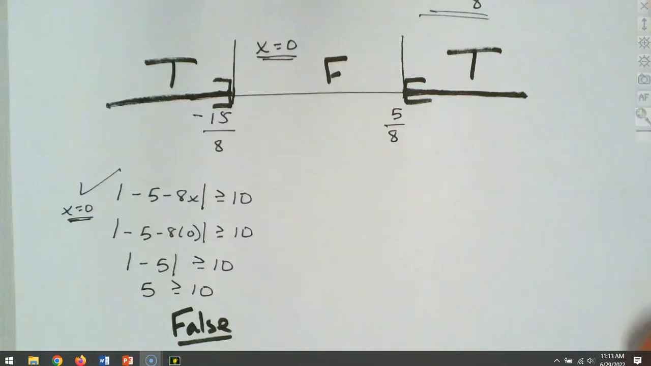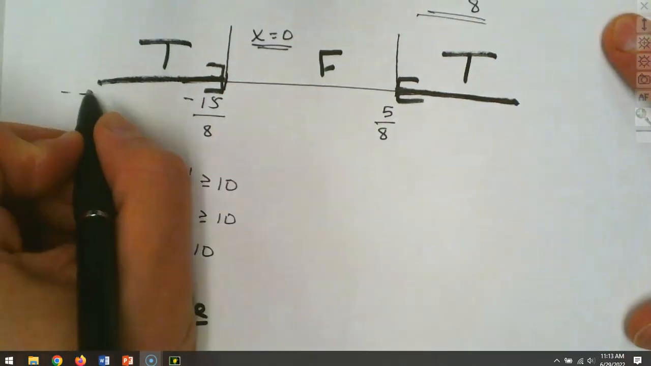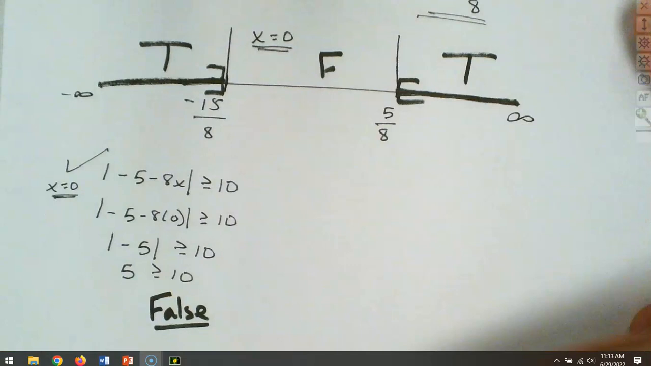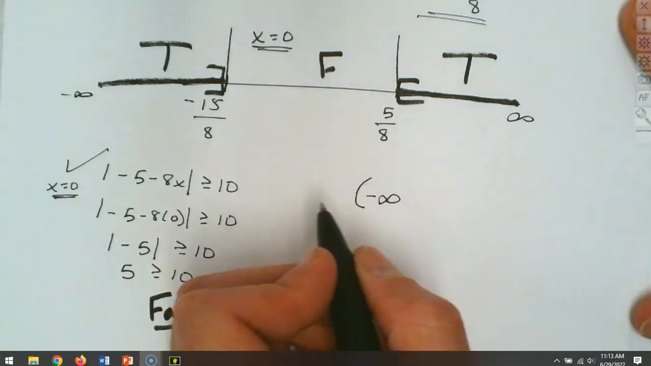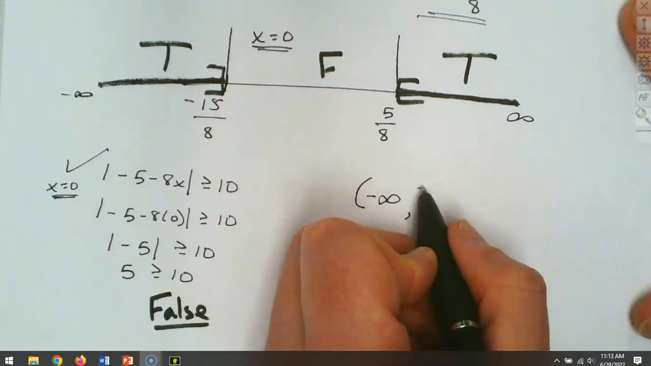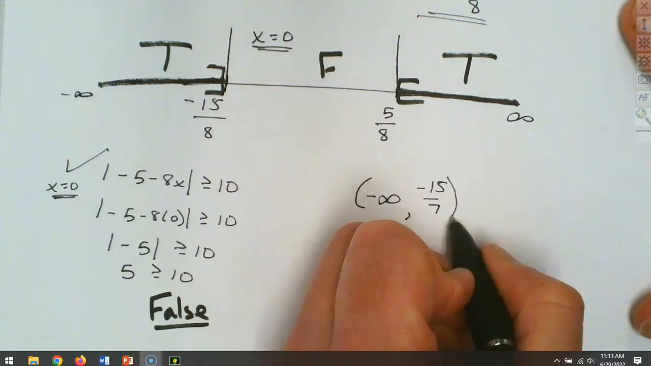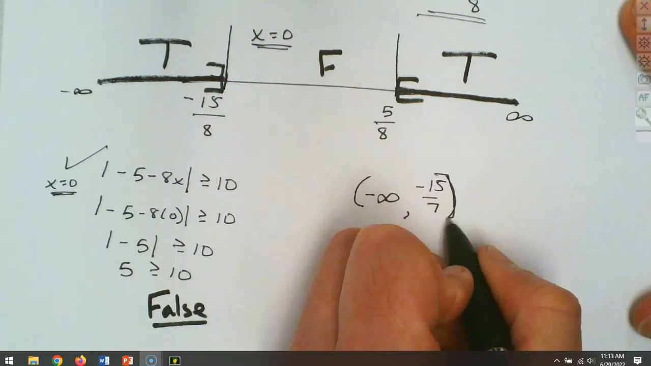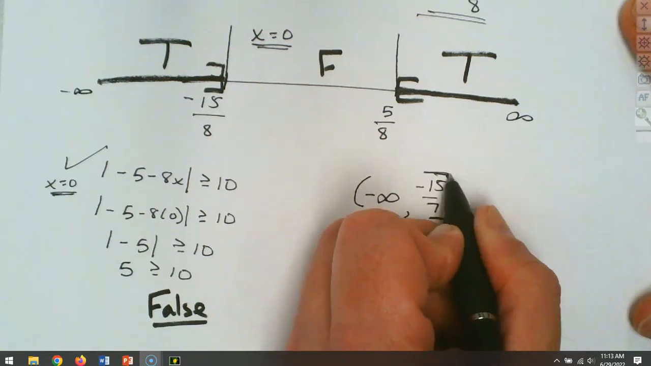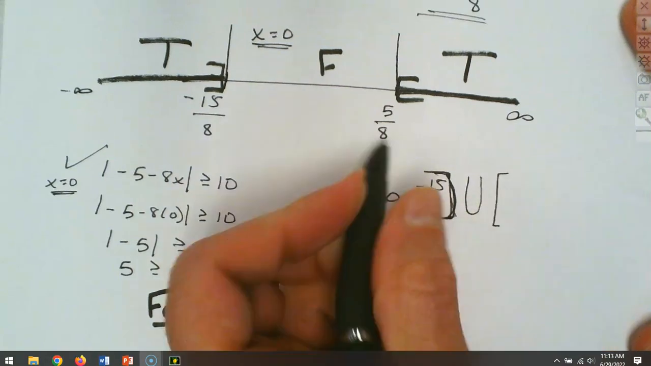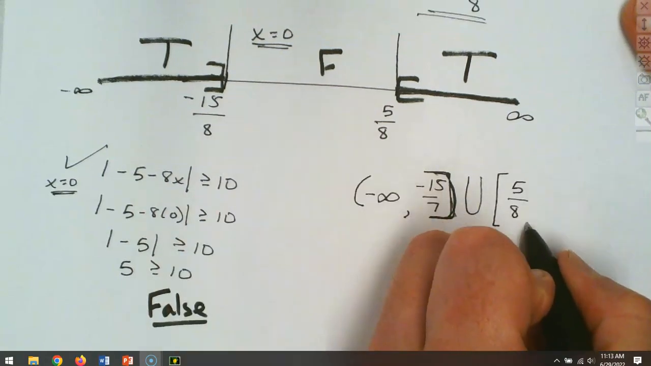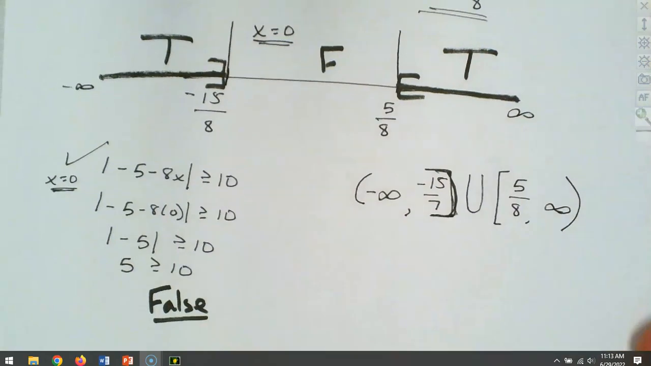And what does our answer then look like? Remember, this is negative infinity here, positive infinity on the right. So our answer in interval notation would be negative infinity, comma, negative 15 over 8 with a square bracket. Make sure you see that's the square bracket there. And we use a U for union, square bracket, 5/8, comma, positive infinity there.